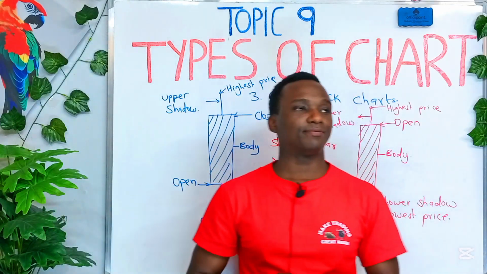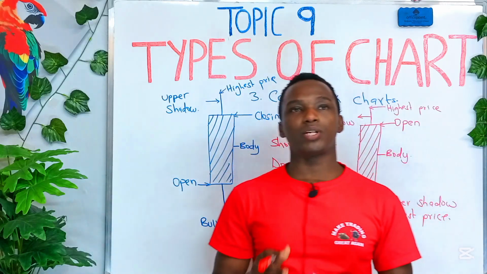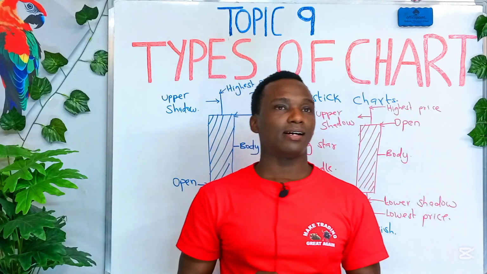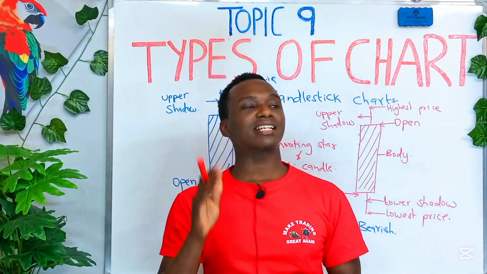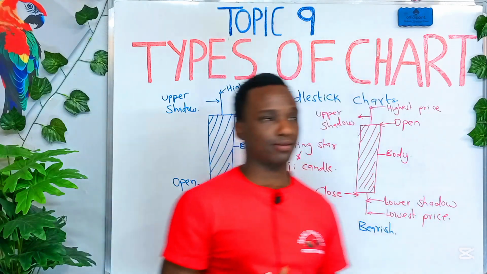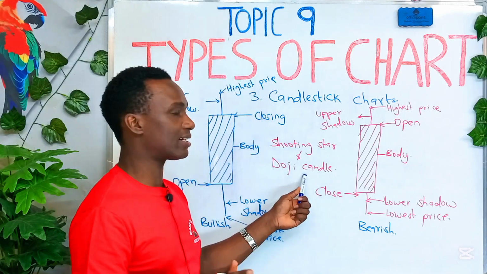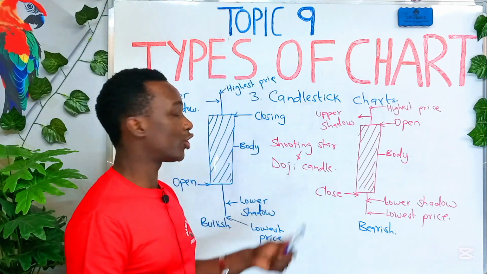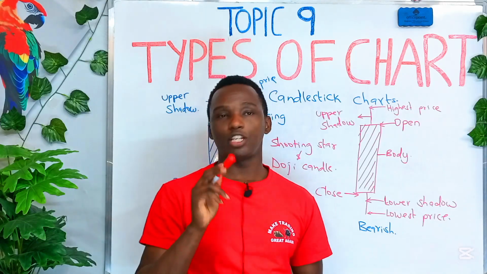Is everything clear? Good. Now we've come to the end of today's class. In the next class, we are going to look at different candlestick patterns: the reversal patterns and our continuation patterns. So see you then.